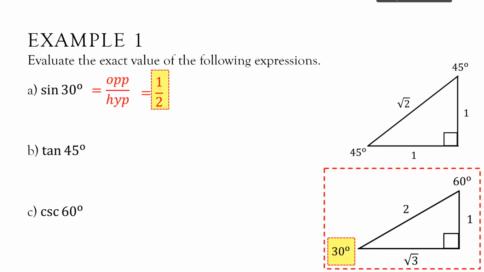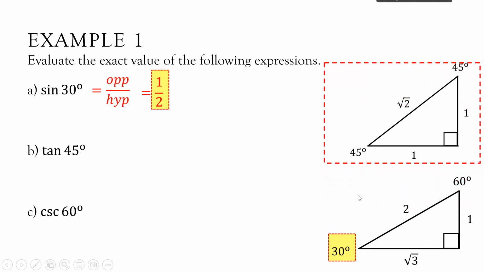Alright, so we have sine of 30. Now what about part B, tangent of 45 degrees? Well, I'm working with 45 degrees, so you can probably guess that we're working with the triangle that has 45 degrees.